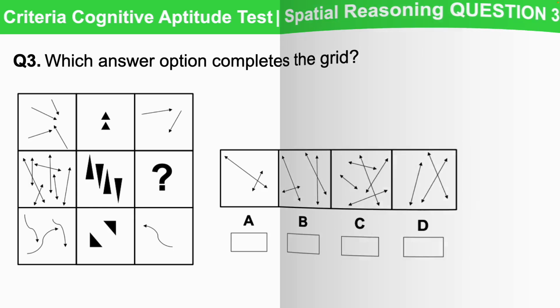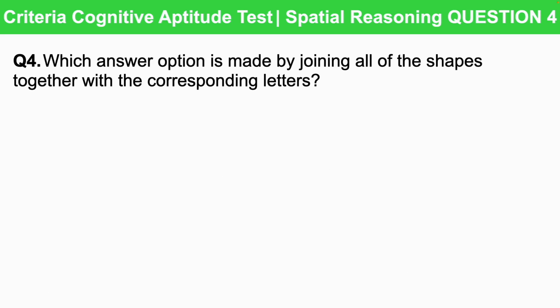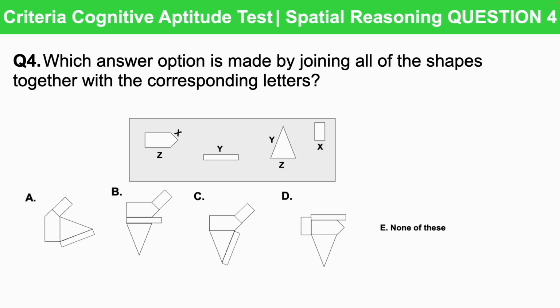Great, let's move on. Now this question here: which answer option is made by joining all of the shapes together with the corresponding letters? And here is that image for you to work it out. Is it A, B, C, D or E?